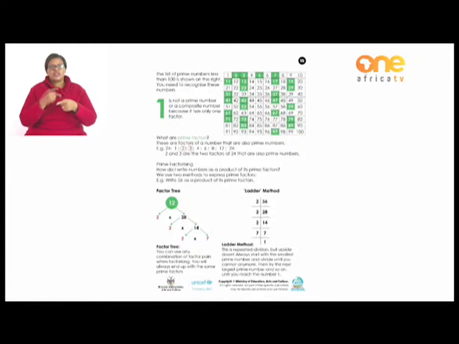What are prime factors? These are factors of a number that are also prime numbers. We are given an example of 24. The factors of 24 are 1, 2, 3, 4, 6, 8, 12, and 24. But the prime factors are only 2 and 3.